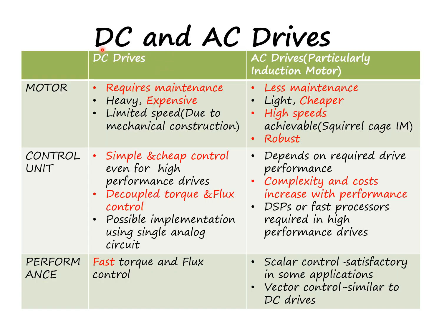This table gives a comparison between DC and AC electric drives. In the case of DC drives, the motor used requires more maintenance, it will be heavy and expensive. In the case of AC drives, the AC motor requires less maintenance, it is cheaper, and it can run at high speeds. The control unit is simple and cheap for a DC drive, whereas it is complex and the cost increases with performance for an AC drive. Performance-wise, a DC drive has fast torque and flux control. Here it is not that fast.